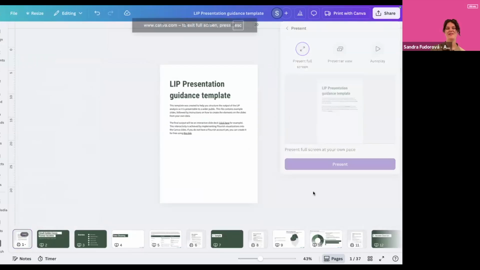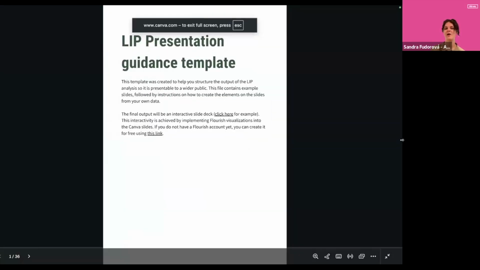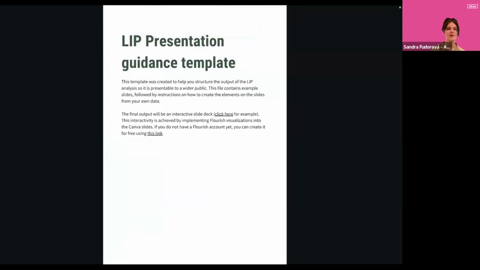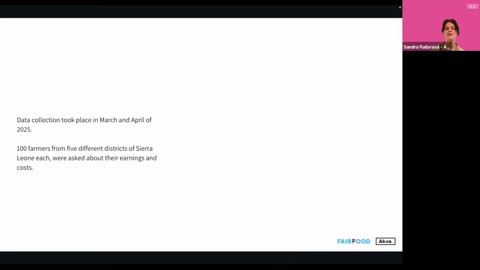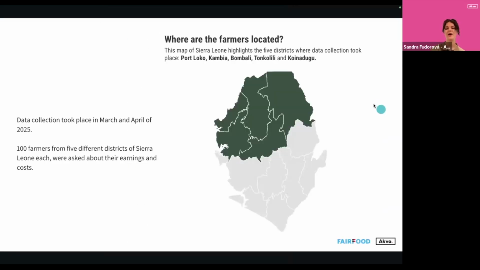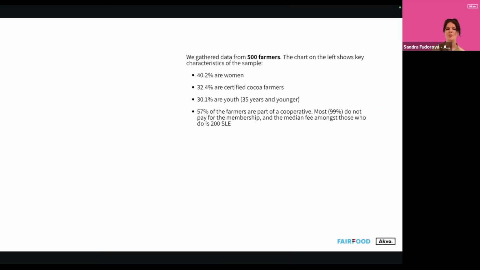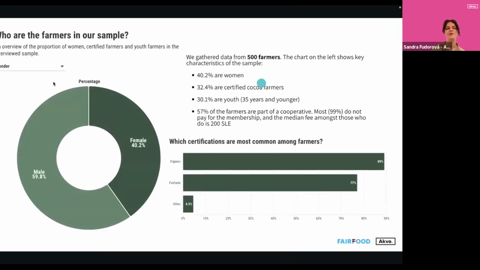Perfect. What you can see in the toolkit is an example of a slide deck that comes out of our usual projects that we do together with Fairfood and Akvo. And what we have opted for is more of an interactive way to show your data. To give you a couple of examples of what can be included in a slide deck like this, for example, a graph that allows you to get a closer idea of how many farmers were in each district that you were looking at, or having a much better overview of what the sample is composed of.